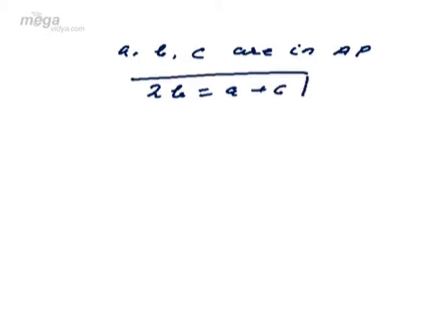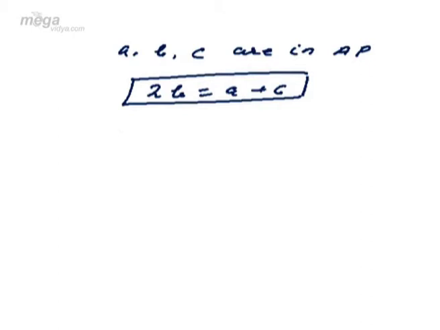But suppose in questions the conditions are given like: A, B, C are in AP. In that case, you can use this: 2 times B is equal to A plus C. This is the condition for AP.